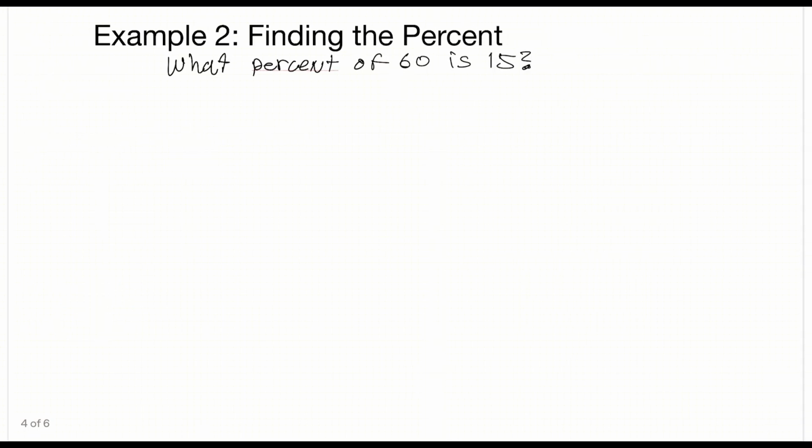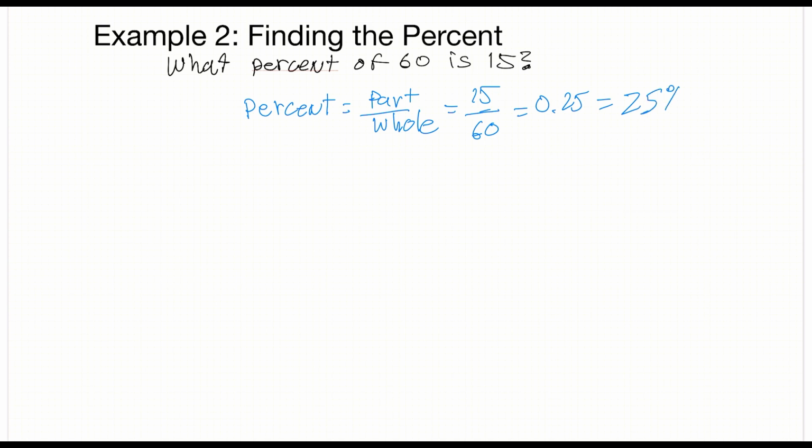All right, let's look at another example. What percent of 60 is 15? So in this case, the percent is equal to the part divided by the whole. That's 15 divided by 60, which is equal to 0.25, which is equal to 25% when we multiply by 100. So what we say here is 15 is 25% of 60.